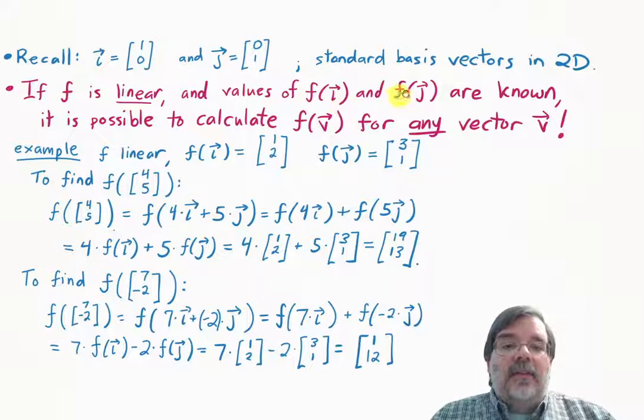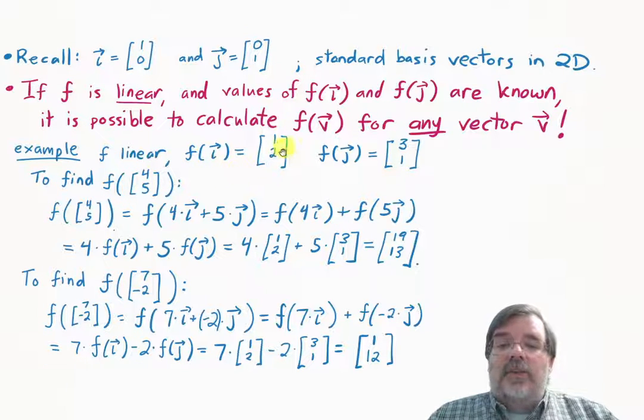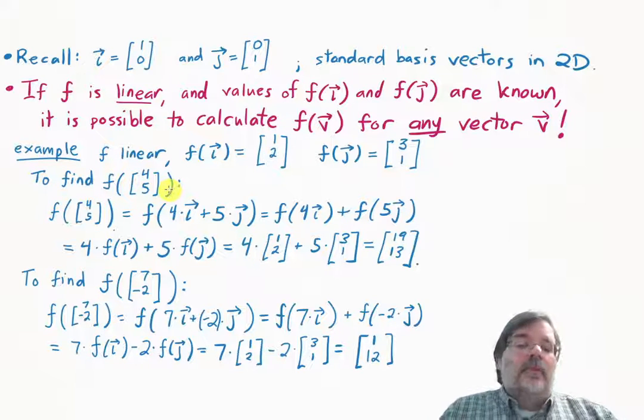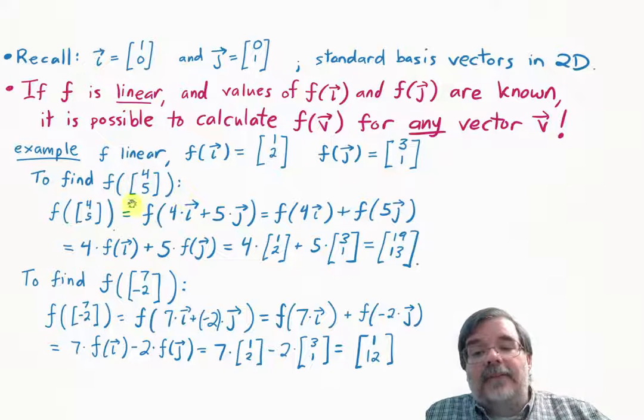Right? If you're given these two values here, if you know what the two outputs are going to be, that's all the information you need. Let's see an example. Let's say f is a linear function. f of i is equal to the vector (1, 2). f of j is equal to the vector (3, 1). This information, combined with the fact that f is linear, lets us find the value of f at any vector. So for example, let's say we want to calculate f of the vector (4, 5).